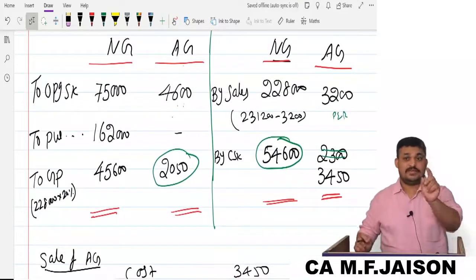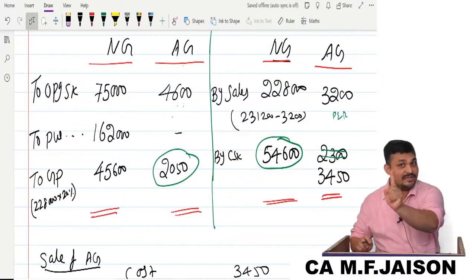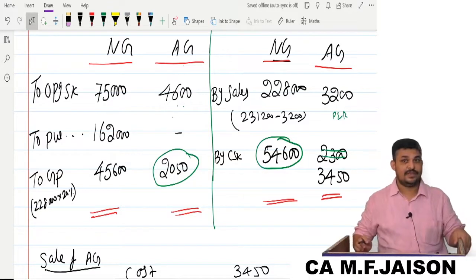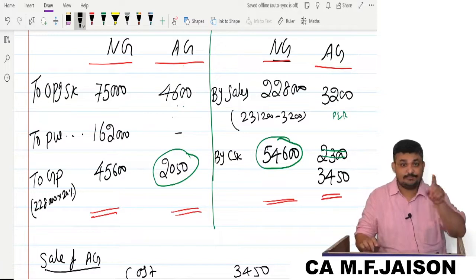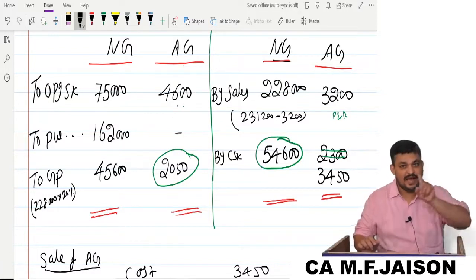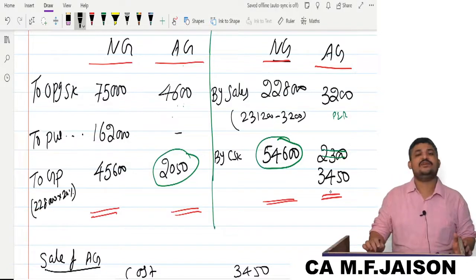If nothing is mentioned, if that particular line alone was not there, what value would I have taken? I would have taken 2300. That is why I wrote 2300. I struck it off; I explained it to you properly. 3450 I have taken. I hope you understood. Ultimately, if you take 3450, it is correct.